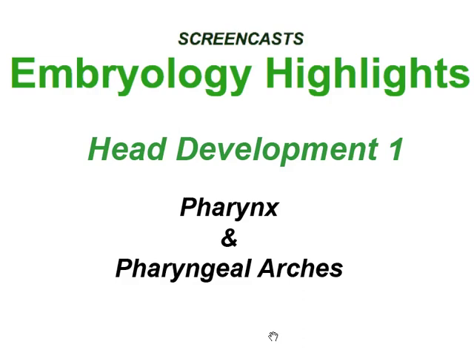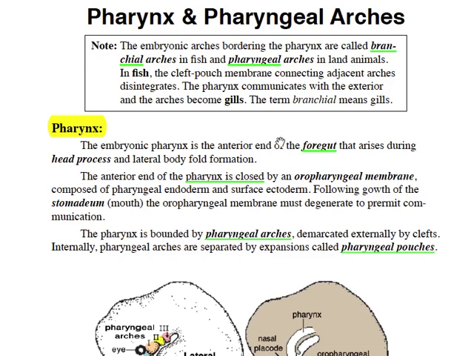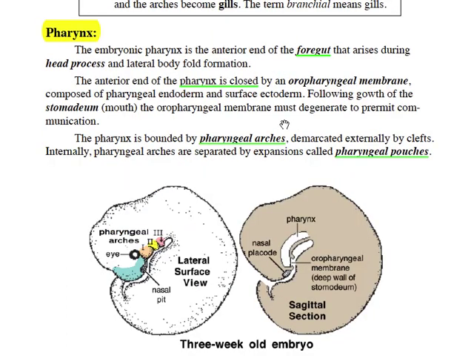This Embryology Highlights screencast, Head Development 1, presents the development of the pharynx and pharyngeal arches. The pharynx is the rostral end of the foregut, which is formed during development of the head process and lateral body folds. The pharynx is closed by an oropharyngeal membrane formed by endoderm on the inside and ectoderm on the outside. The membrane disintegrates when a stomadeum grows outward from the ectodermal surface.